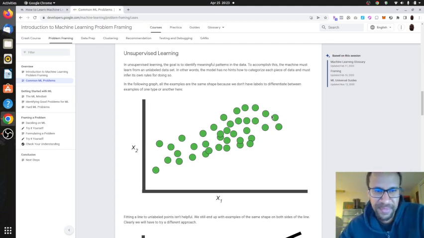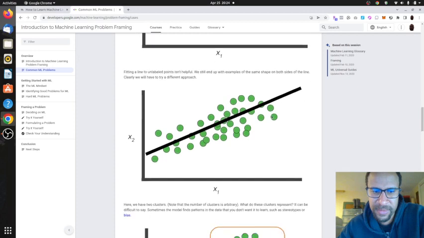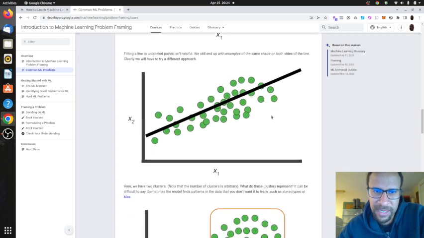In the following graph, all the examples are the same shape because we don't have the labels to differentiate between examples of one type or another, like big leaf and small leaf. So fitting a line to unlabeled points isn't helpful, like what I just did. We still end up with examples of the same shape on both sides. Clearly, we'll have to try a different approach.